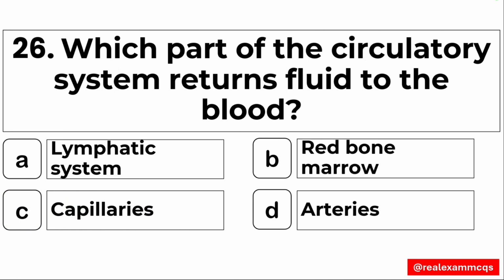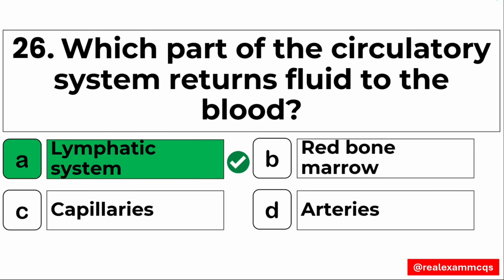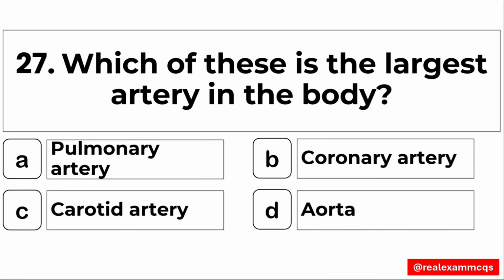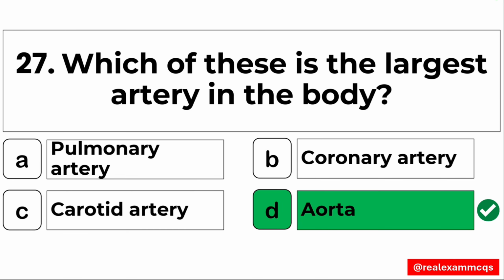26. Which part of the circulatory system returns fluid to the blood? The lymphatic system. Option number A is the right answer. 27. Which of these is the largest artery in the body? Aorta. Aorta is the largest artery in the body.